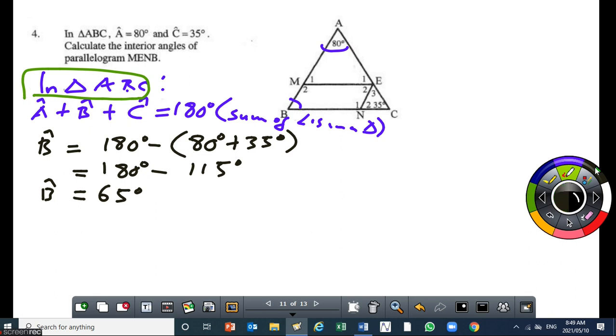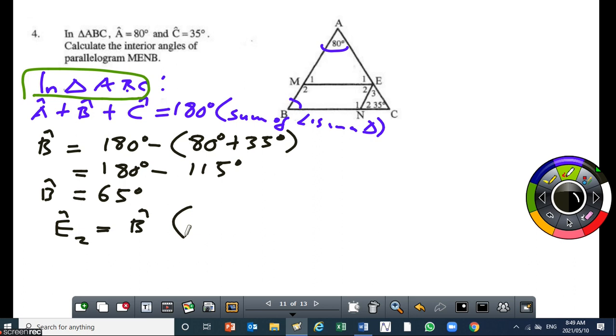Right? So once I know the size of angle B, I'm going to use that to determine all the other angles. I'm going to use angle B to determine all the other angles. So first, it's my choice. E2 is equal to angle B. So I'll say angle E2 is equal to angle B.